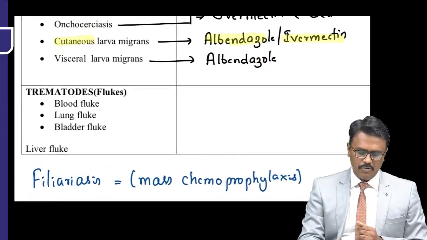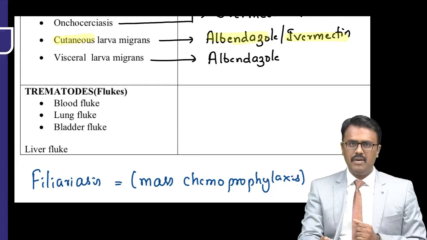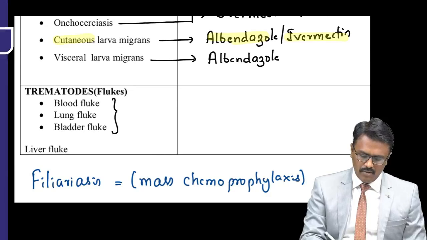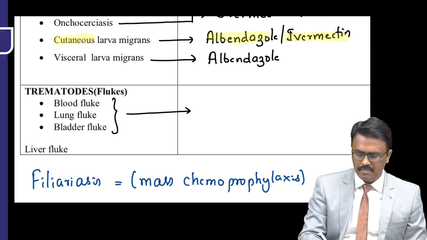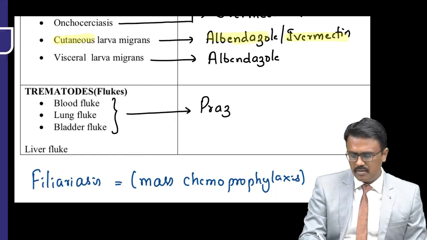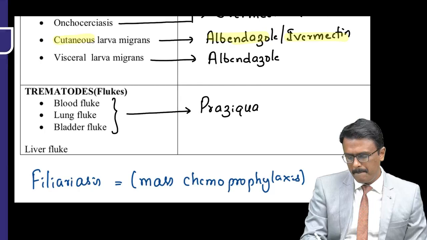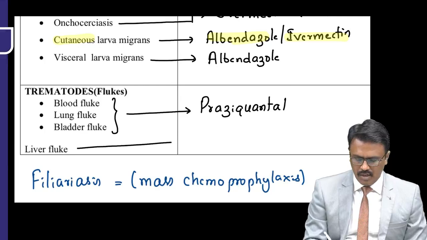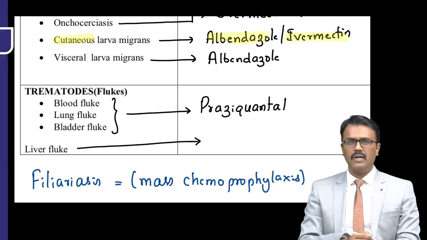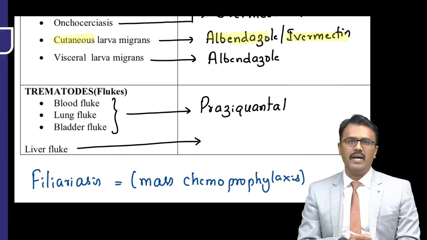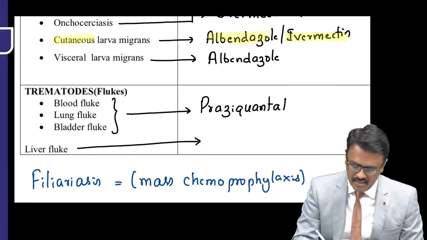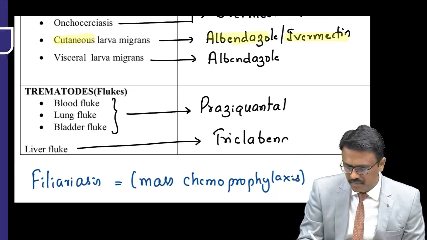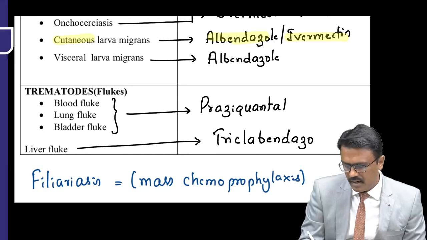Coming to the flukes, trema means leaf, they are flat. For all the flukes, take the blood fluke, lung fluke, bladder fluke, for everything the drug of choice is praziquantel. The drug of choice is praziquantel, except which fluke? Liver fluke. What is the other name for liver fluke? It is also called Fasciola hepatica. What is the drug of choice for that? The name is triclabendazole.